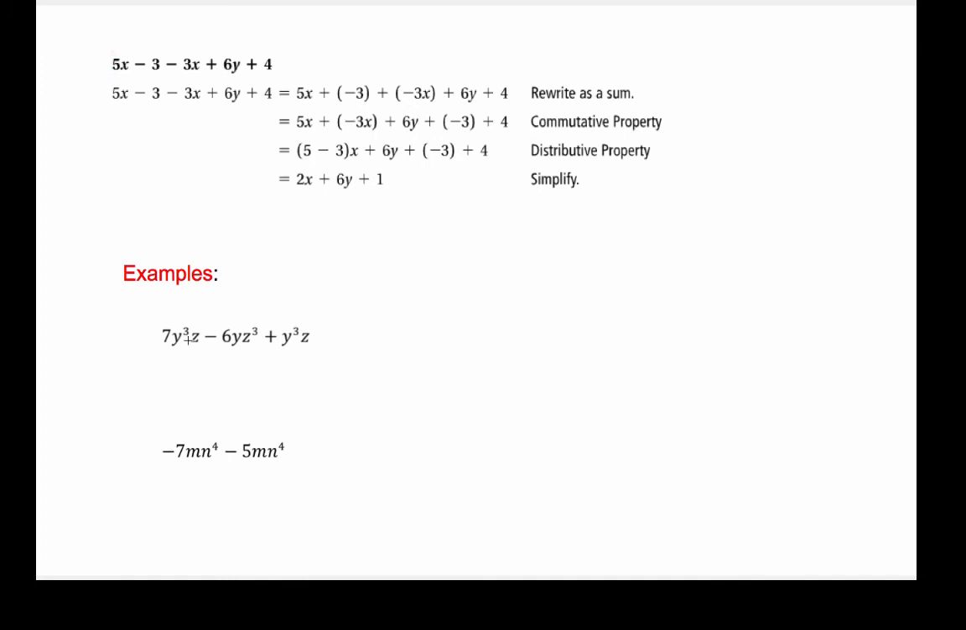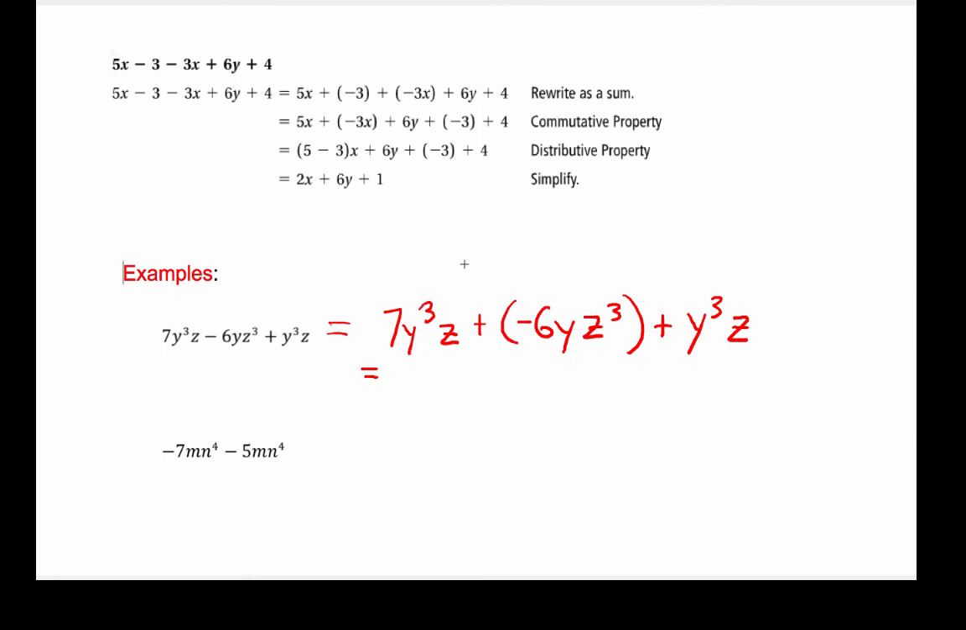7y cubed z minus 6y z cubed plus y cubed z. First thing we want to do is rewrite this as a sum. So 7y cubed z, and I make my z's like this so they don't look like 2's, plus negative 6y z cubed plus y cubed z. The next step would be to use our commutative property of addition and shuffle this around to put like terms next to each other.